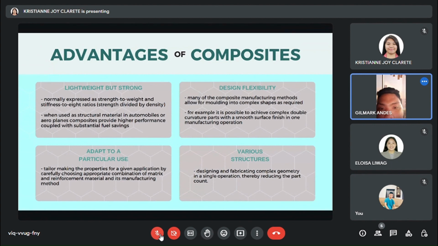Various structures. Designing and fabricating complex geometry in a single operation, reducing the part count. Sabi dito that in the past, an engineer had to use a complex layup process to fabricate composites, which was time-consuming and restricted the design geometry.